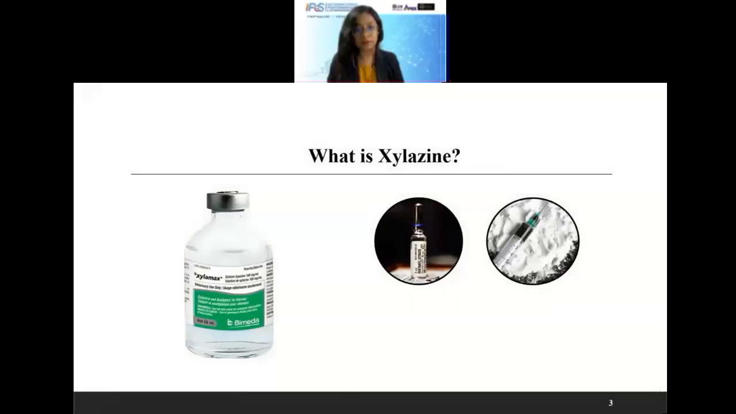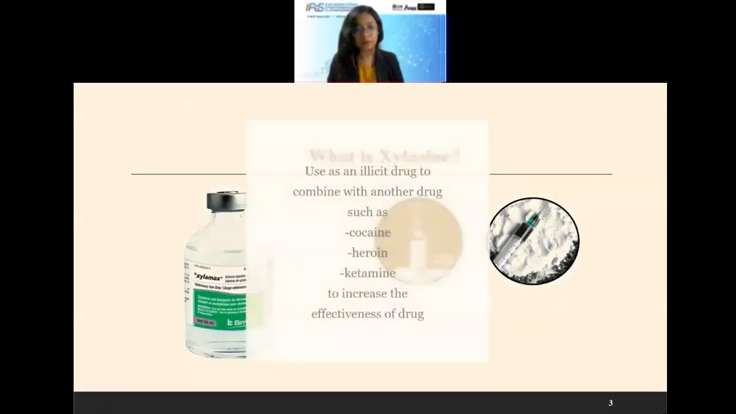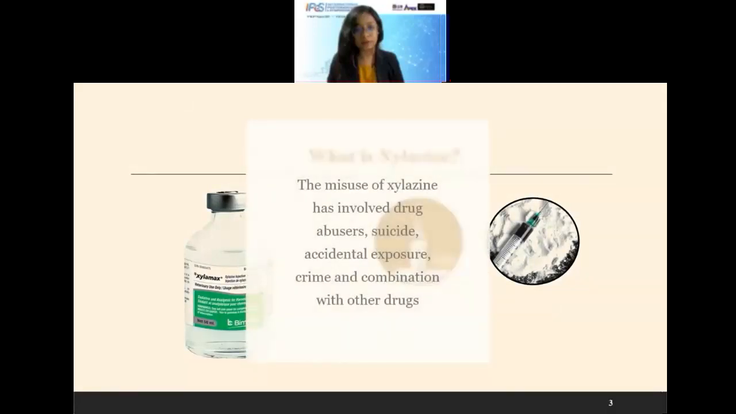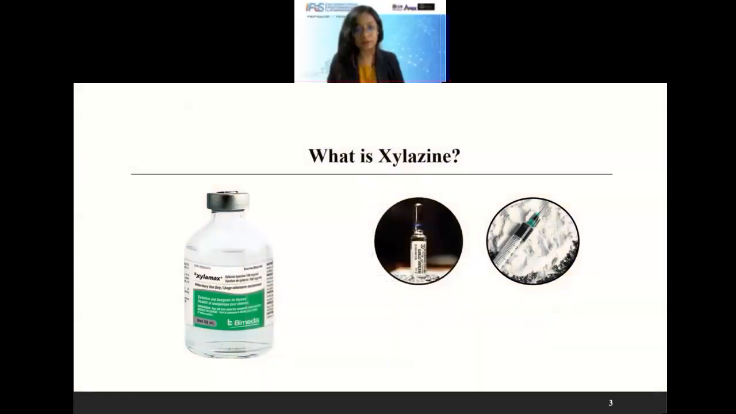This drug is often co-administered with an illicit drug like cocaine, heroin, and ketamine to increase the effectiveness of the drug. The misuse of xylazine has involved drug abuse, suicide, accidental exposure, crime, and combination with other drugs, with hazardous potential of combining misused drugs to either increase or decrease the drug effect, as well as raise the drug price when sold on the street.